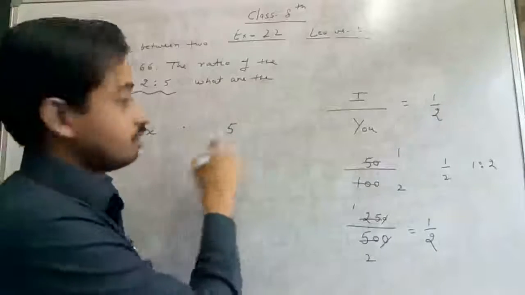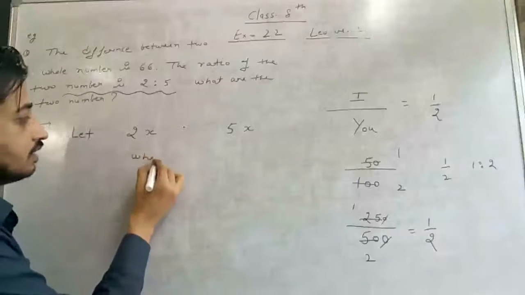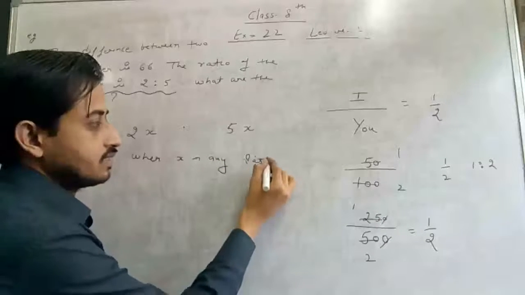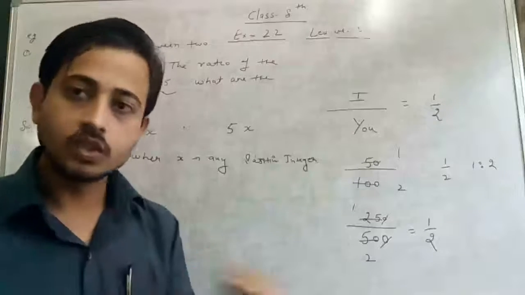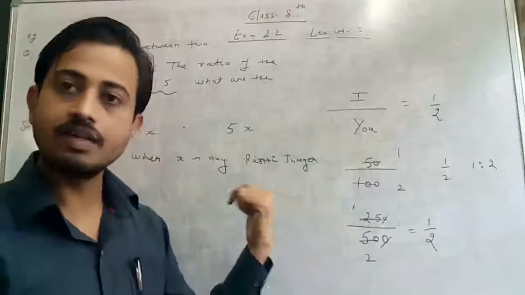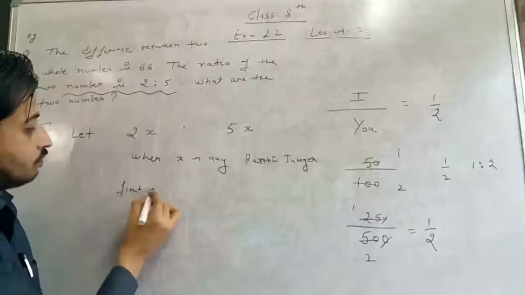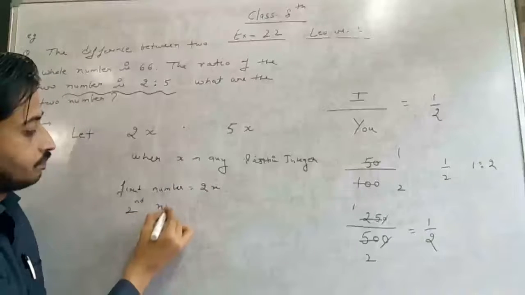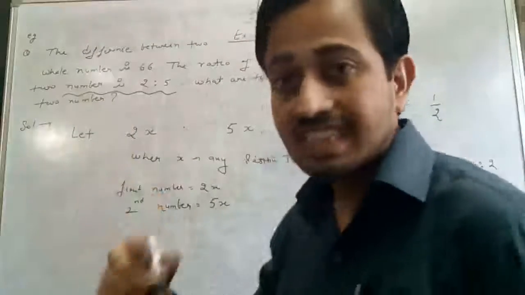If we multiply by this, we get an amount x, where x is any positive integer. So keep in mind, whenever a ratio is given, you have to consider the numbers with a variable x. So in this we get the first number as 2x, and the second number is 5x.